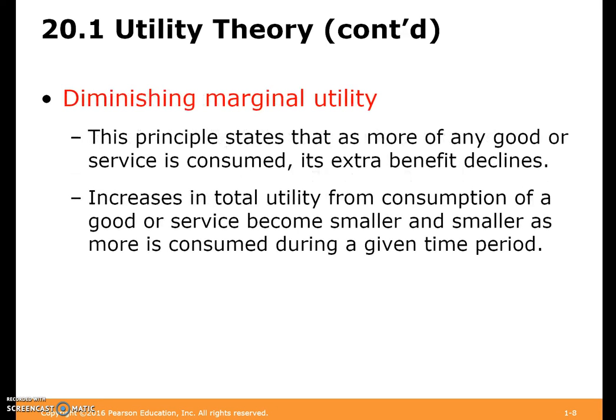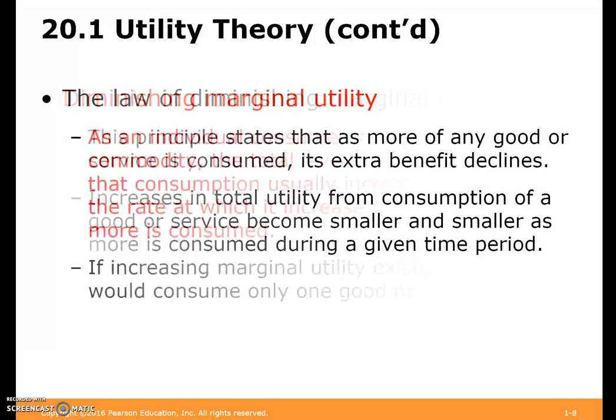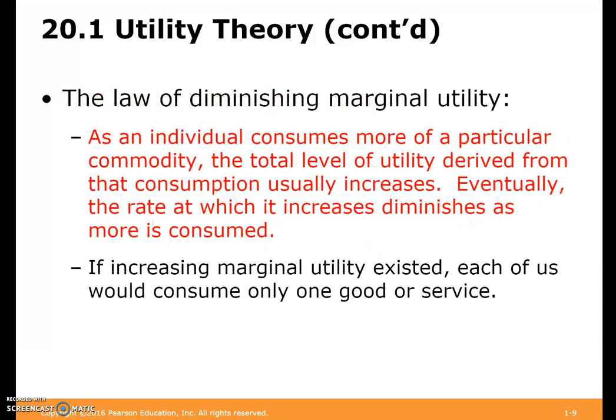And so this comes back to this extremely important principle of diminishing marginal utility. And all the principle of diminishing marginal utility says is that as more of any good or service is consumed, its extra benefit or its additional benefit declines, right? So increases in total utility from consumption of a good or service becomes smaller and smaller as more is consumed during any given period. And so here, this is the law of diminishing marginal utility sort of restated.